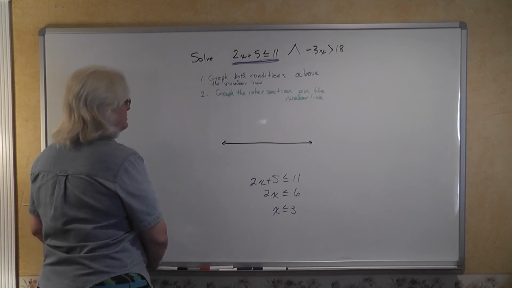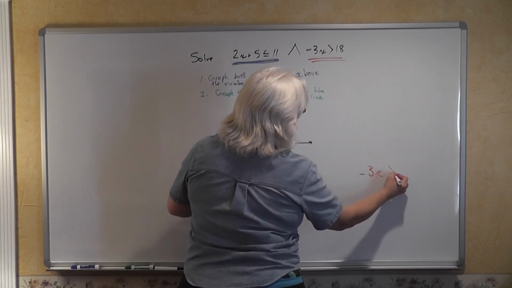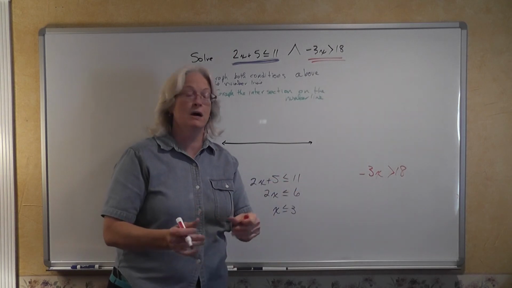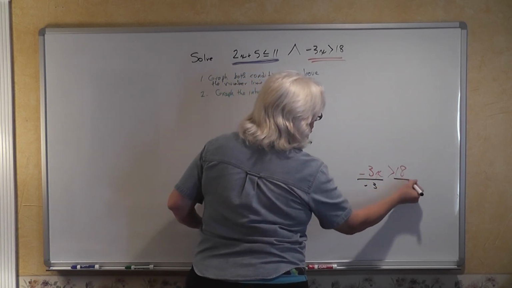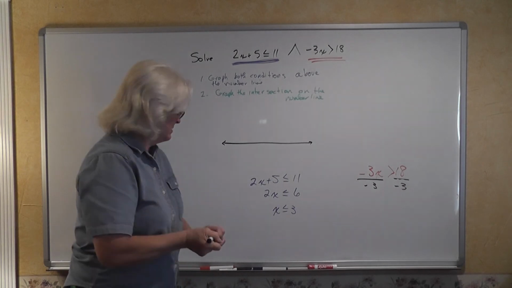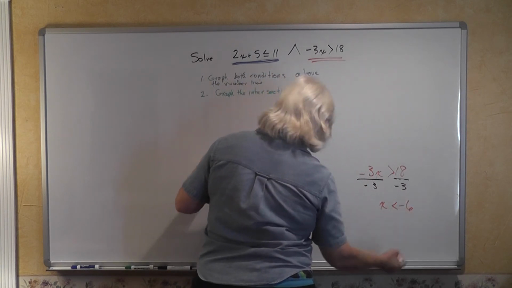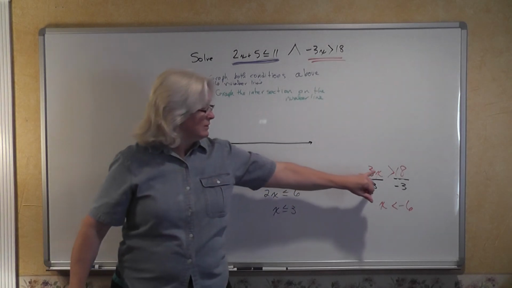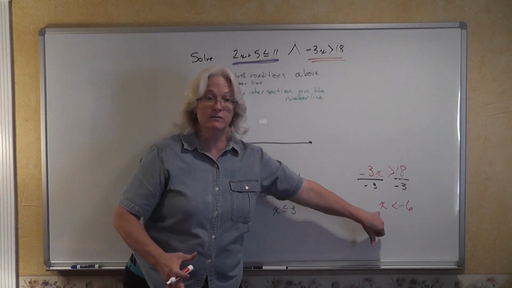Now let's look at our second condition, our red condition. We have negative 3x is greater than 18. What are we going to have to do here? We're going to have to divide both sides of this inequality by a negative 3. Now there's something that kicks in when you multiply or divide an inequality by a negative number. You will remember that the direction of that inequality changes. So negative 3x greater than 18, the direction has to switch, and you have x is less than negative 6.